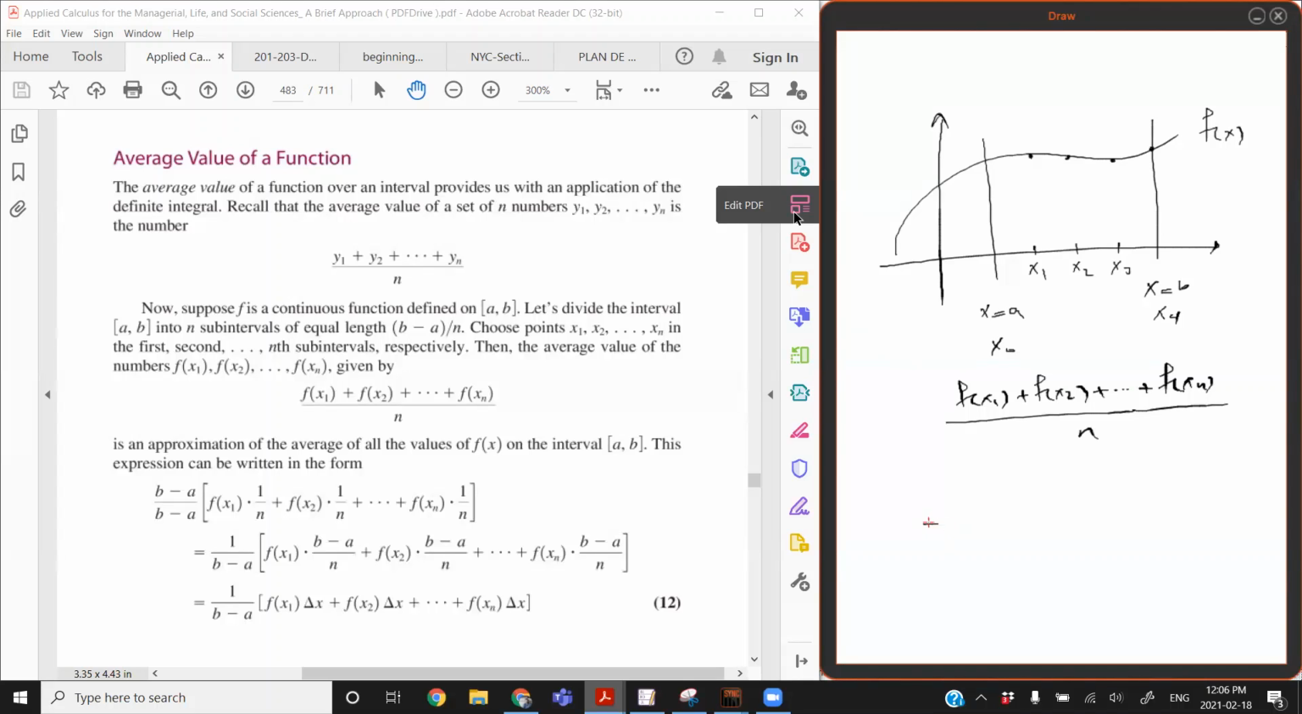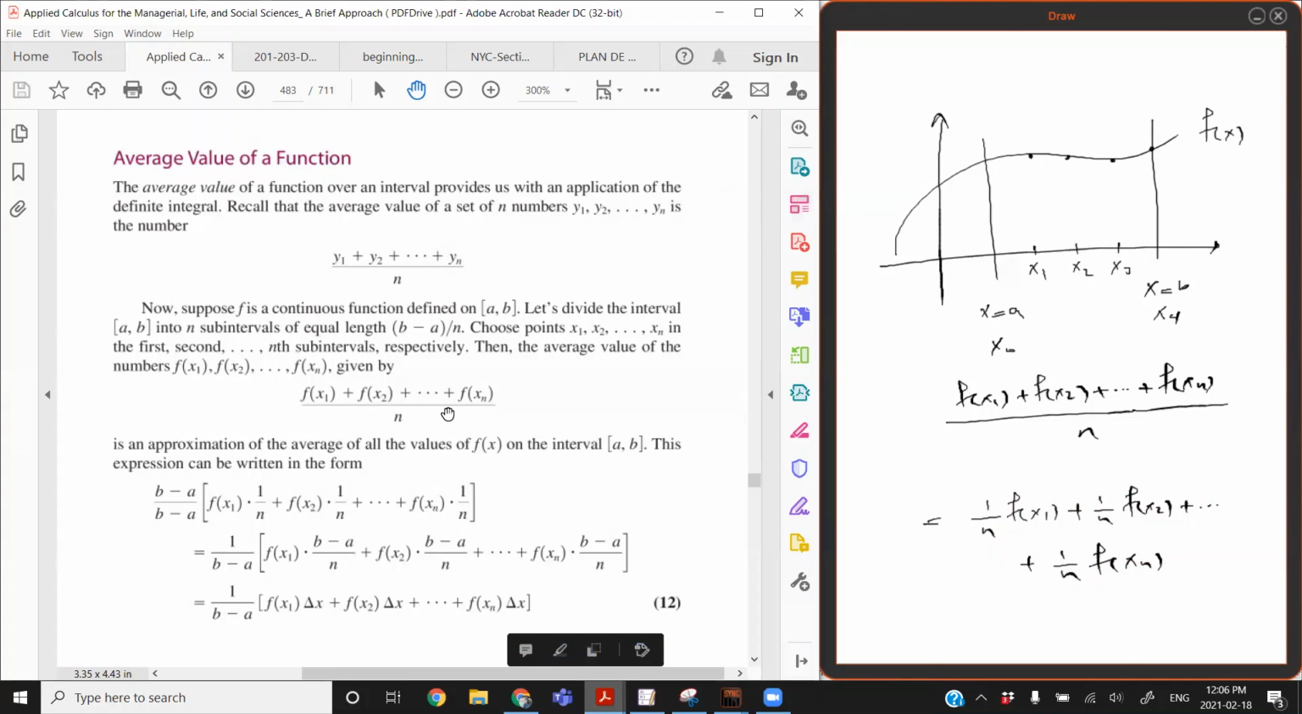So notice that this can be written as 1 over n times f of x1 plus 1 over n times f of x2 all the way to 1 over n times f of xn.